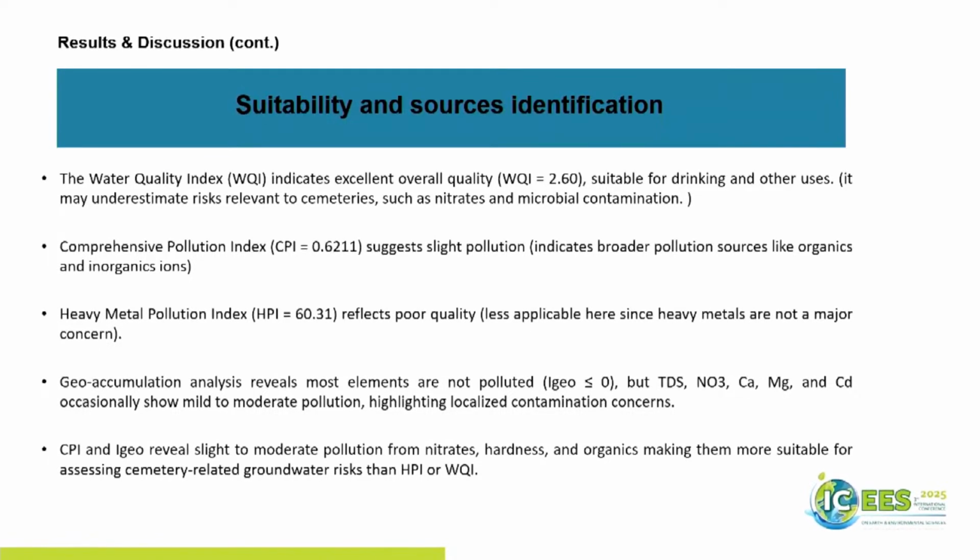So for the geoaccumulation index, it also revealed that the pollutants are not really acting too much. But we realize that the physicochemical parameters such as TDS and the anions such as the nitrate and the metals such as the cadmium, these come accordingly as some of the pollution that were highlighted due to the anthropogenic sources.